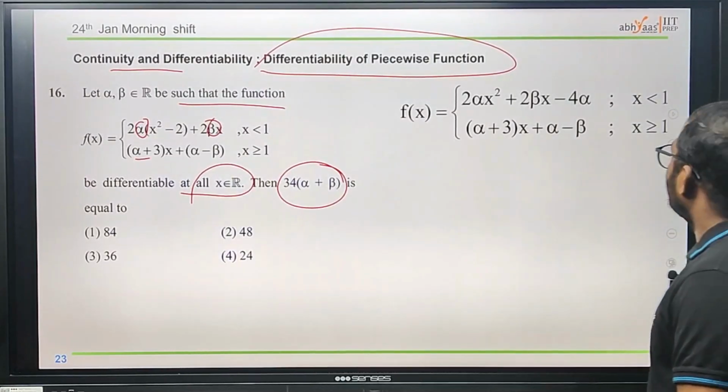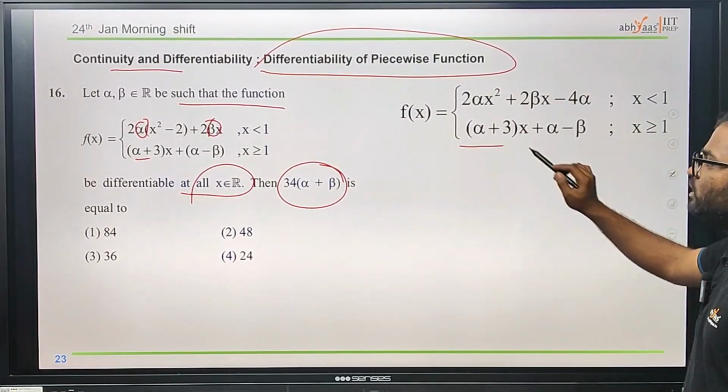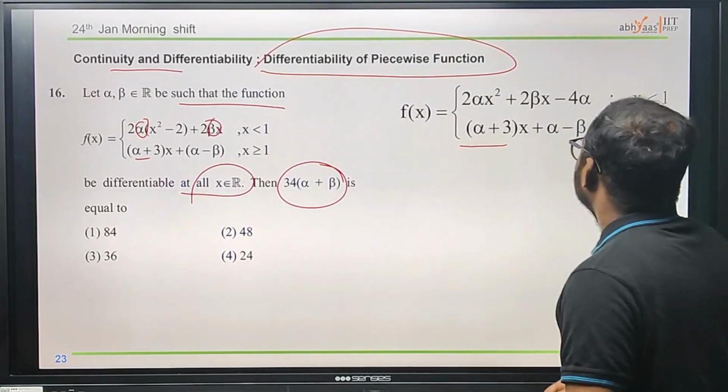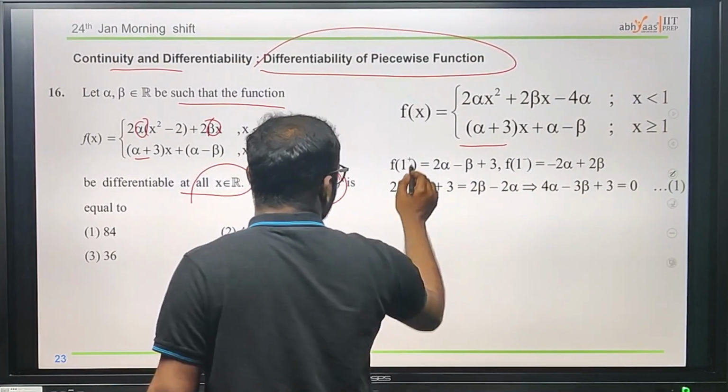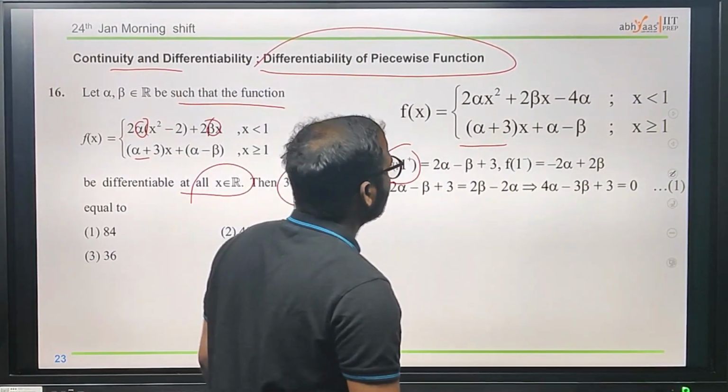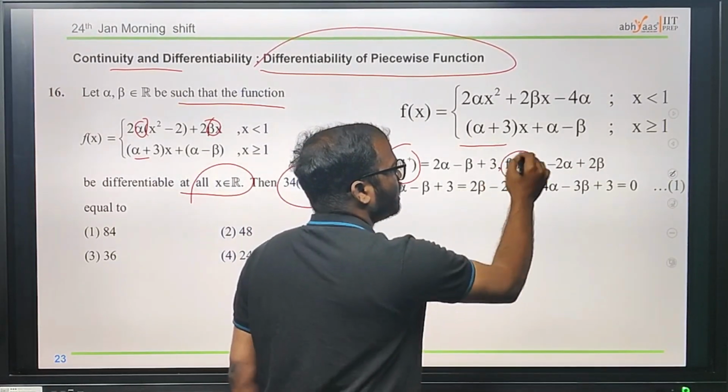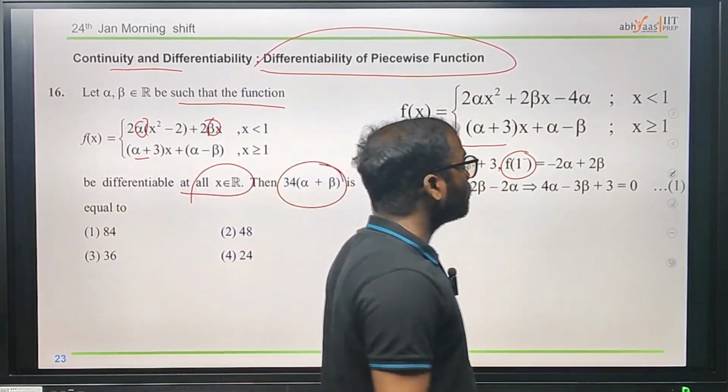Now see here, they gave this function. They already said that it is differentiable. Just differentiate that one, with the left hand and right hand. Firstly for the right hand we will have 2 alpha minus beta plus 3, and for the left we will have minus 2 alpha plus 2 beta.